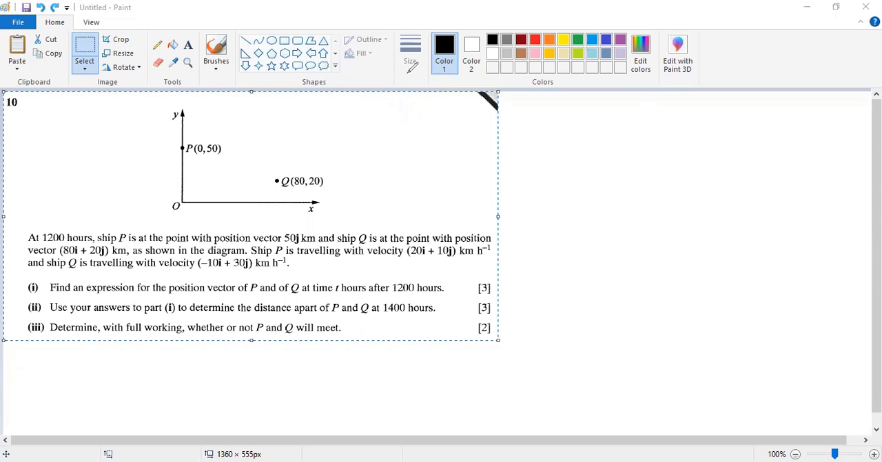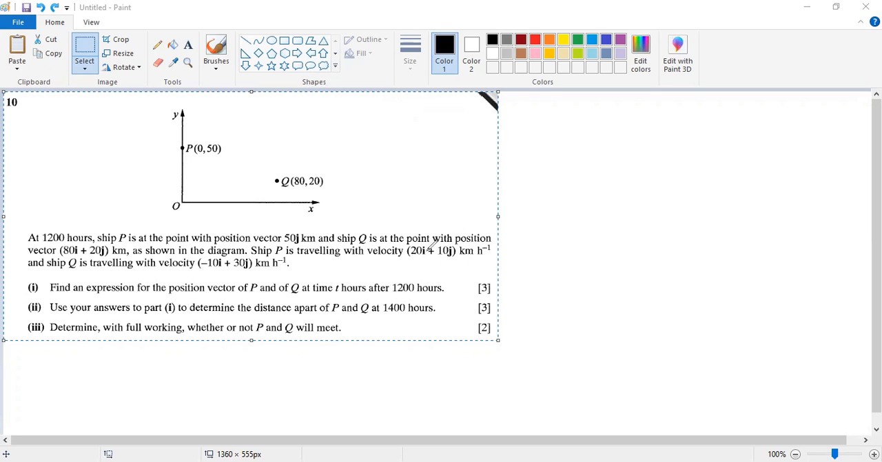Now, the ship is traveling with the velocity they give. The ship Q is traveling with the velocity. See, the velocity is kind of unique here. What we say is they resolve it to its i and j components. Okay, that's what it means. So it's in its i and j components, the velocity is like that.